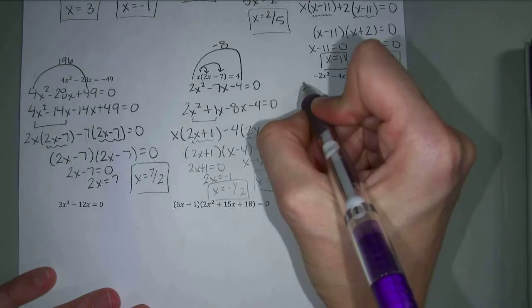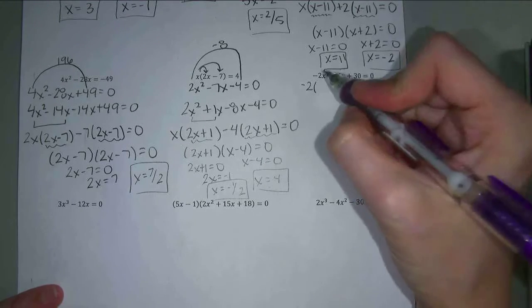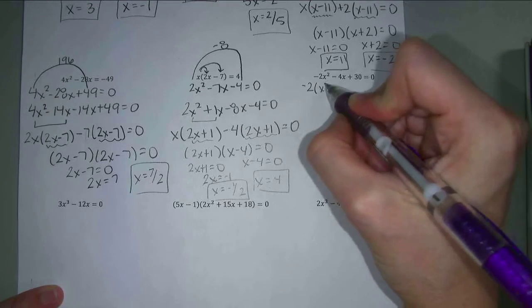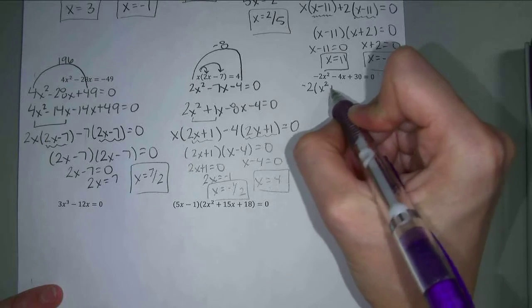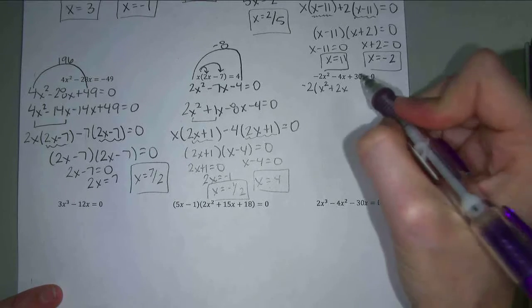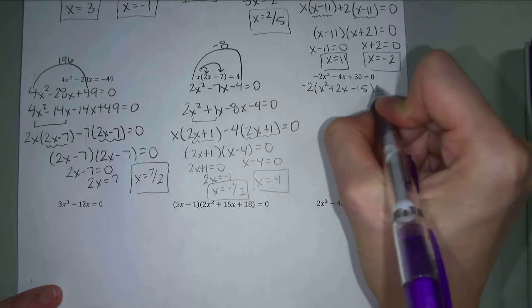So when I factor out a negative 2, guys, it's going to change all the signs, right? So negative 2 was taken away, so now it's positive x squared. Negative 4 divided by negative 2 is a positive 2x. And then a positive 30 divided by a negative 2 is now going to switch to a negative 15 equals 0.